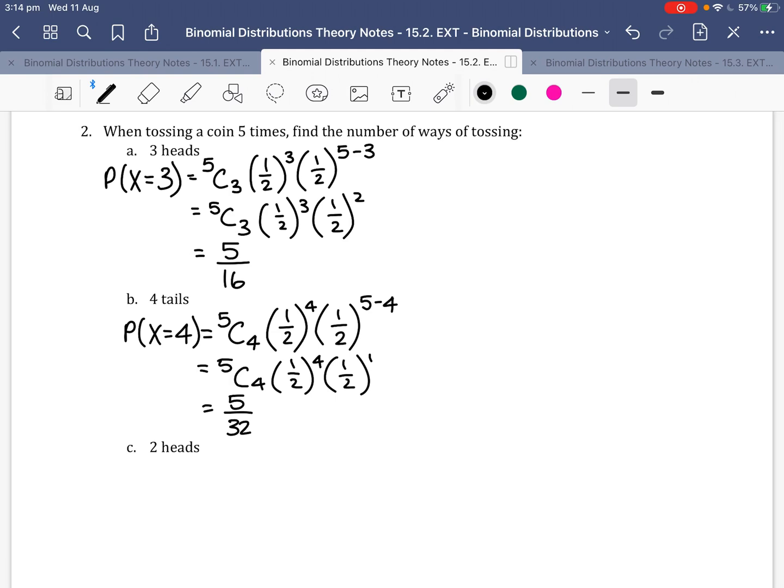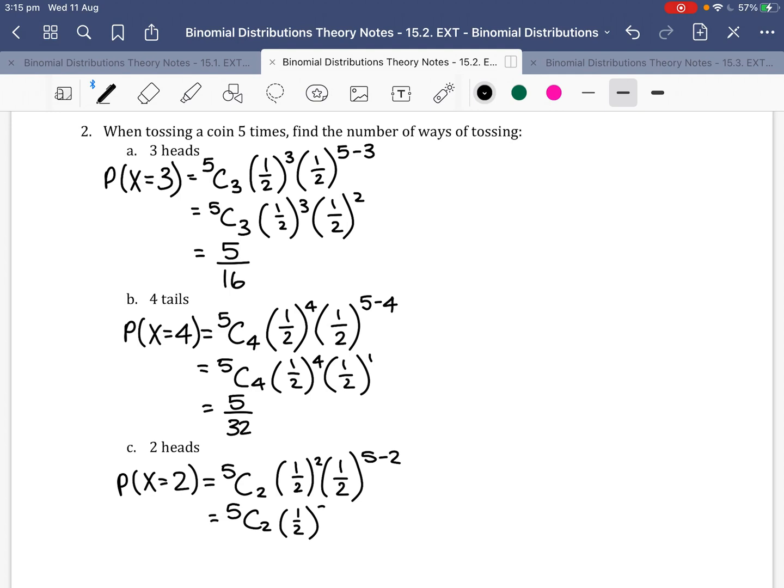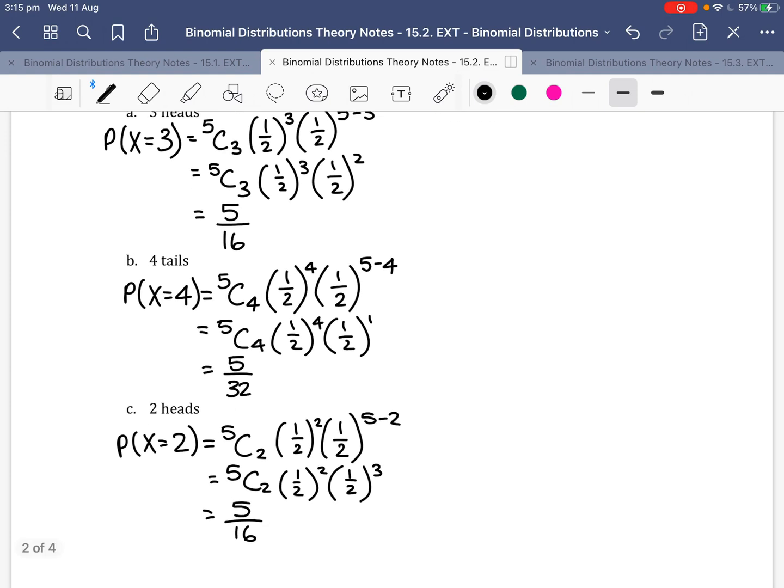Now we want to find the number of ways of tossing 2 heads. That's the probability of X equals 2. So this is 5 choose 2, a half to the power of 2, and a half to the power of 5 minus 2. So 5 choose 2, a half to the power of 2, a half to the power of 3, and this equals 5 over 16 when we put it into our calculator.